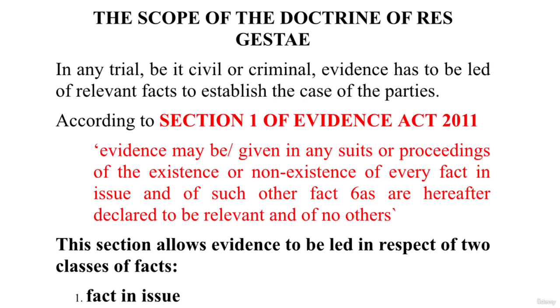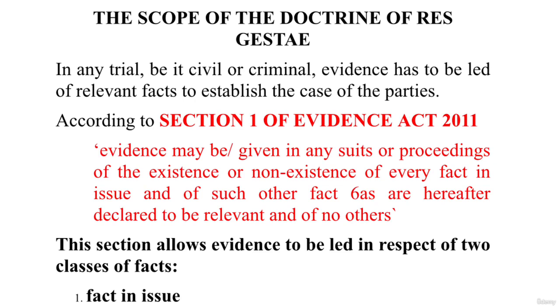Today's class will be talking about the scope of the Res Gestae doctrine. In any trial, be it civil or criminal, evidence has to be led of relevant facts to establish the case of the parties. I'm very sure that we understand what that means. You cannot establish a case in court without adducing evidence to support your case. If you don't adduce evidence, your case will fall like a pack of cards.